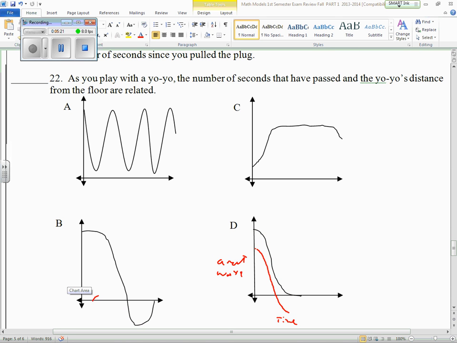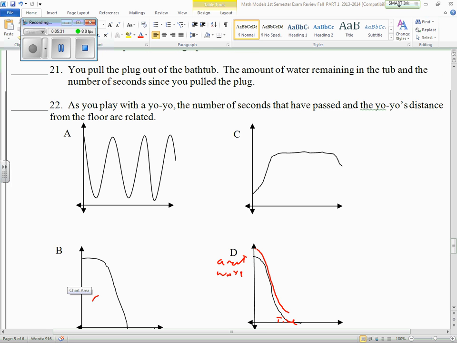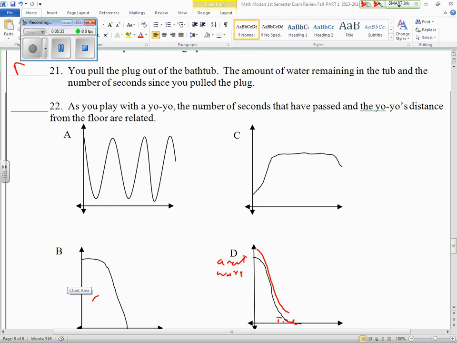You can't have a negative amount of water in your tub. You can have a negative amount of money in the bank, but you can't have a negative amount of water in the tub. All right, so we'll stick with D for 21. What about 22? A. Yo-yo. Yo-yo. Up and down, up and down.